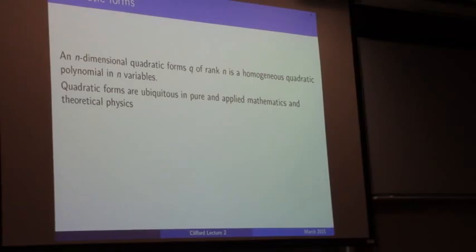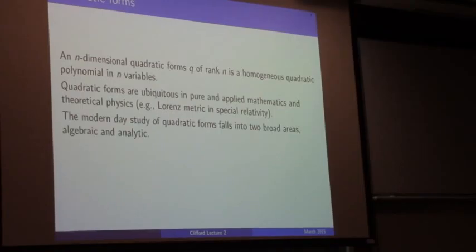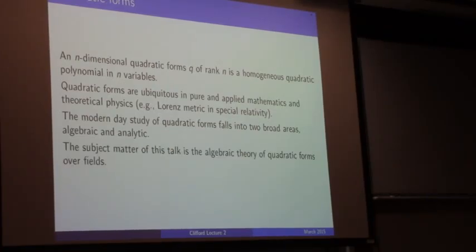appear in many different contexts, in pure and applied mathematics, and even theoretical physics. For example, the Lorentz metric in special relativity is a quadratic form. So the modern-day study of quadratic forms falls into two rather distinct areas, algebraic and analytic. And my subject today is purely on the algebraic side.